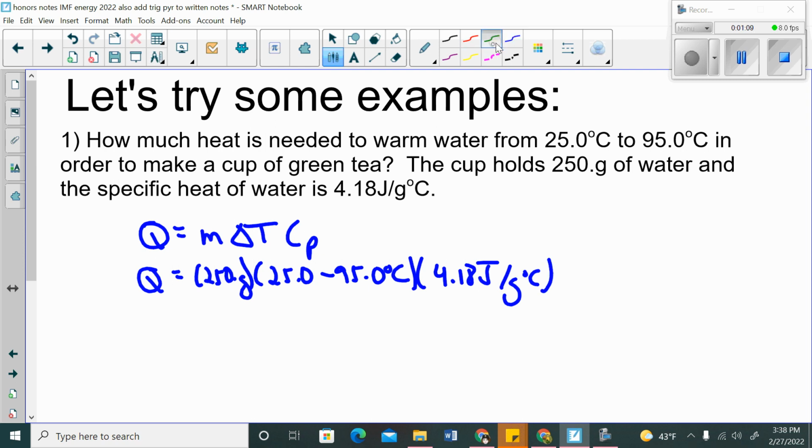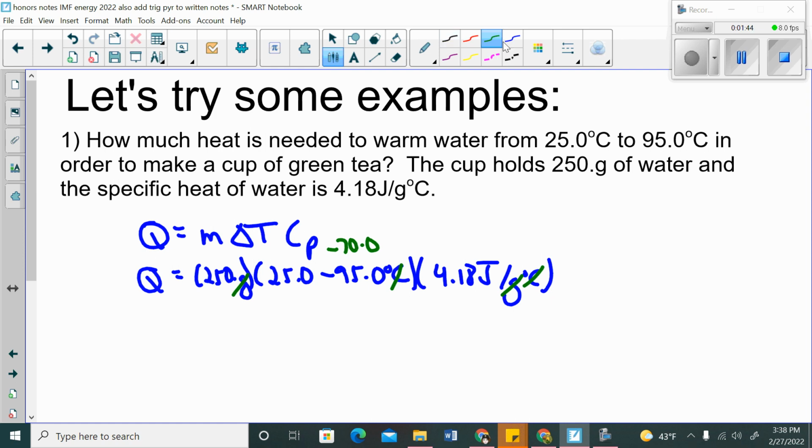The first thing I'm going to do is cancel out our units. Gram and gram cancel, Celsius and Celsius. The next thing I'm going to do is subtract my temperatures. So 25 minus 95 is negative 70.0. What that means is that you had a temperature change, and if it's negative, that means that heat was released from this system. Remember, if Q is negative, it's exothermic. So you were heating water to make a cup of green tea, which is a hot beverage.